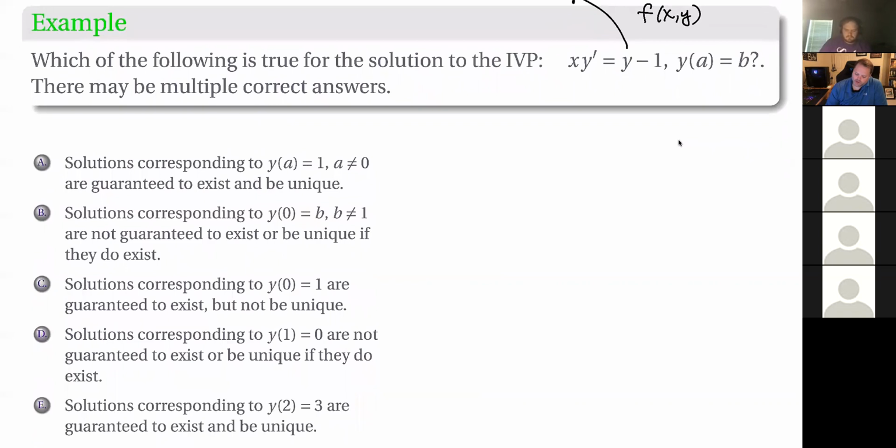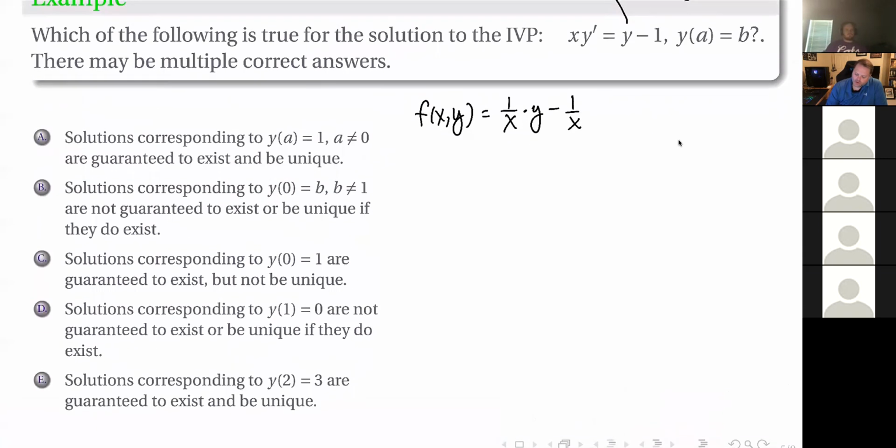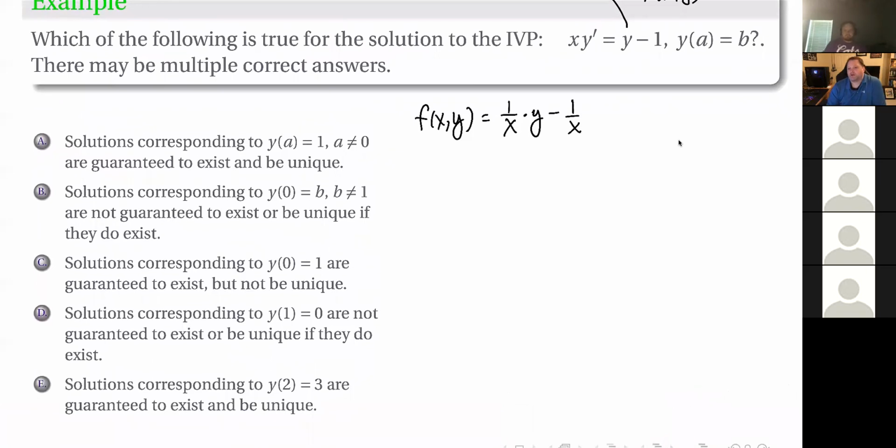So I'll rewrite that here. f of x, y equals 1 over x times y minus 1 over x. Okay, so first thing to consider is existence. What is the hypothesis for existence? Well, it's continuity, right? So are there any points where this function is discontinuous in the plane?